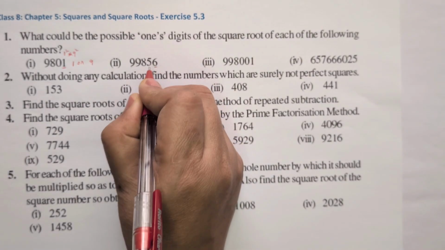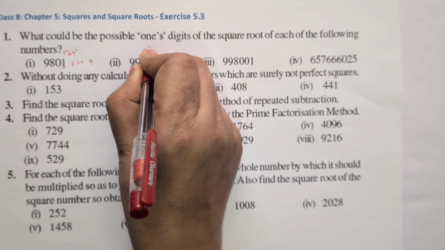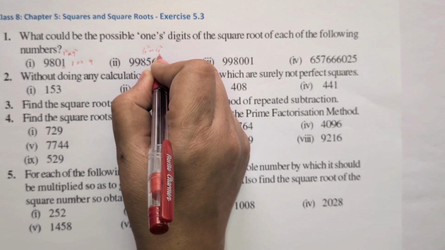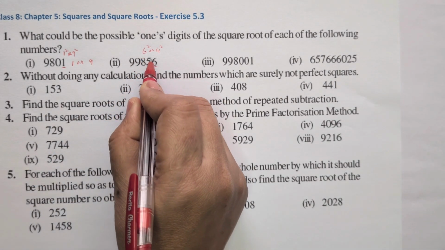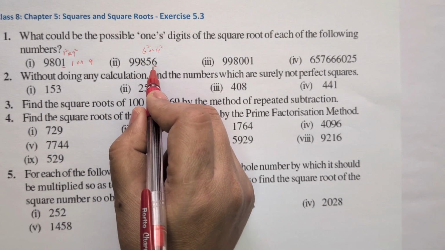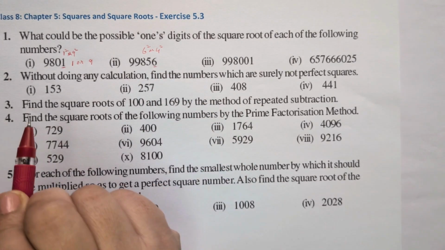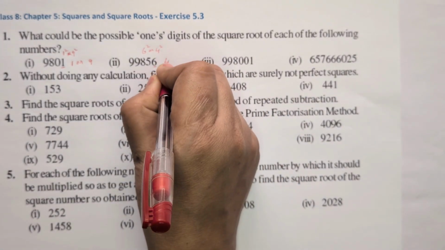Here 6 is coming. That means 6 square or 4 square. 4 square is 16. There also 6 in one's place. 6 square 36. There also 6 can be there in one's place. So the ones digit in the square root of this number may be ending with 4 or 6.